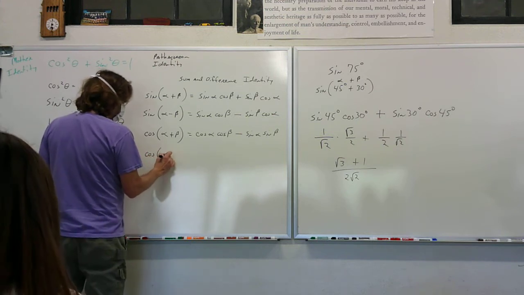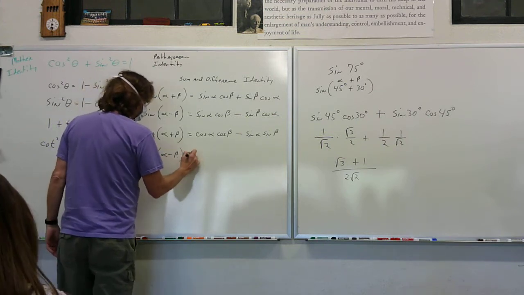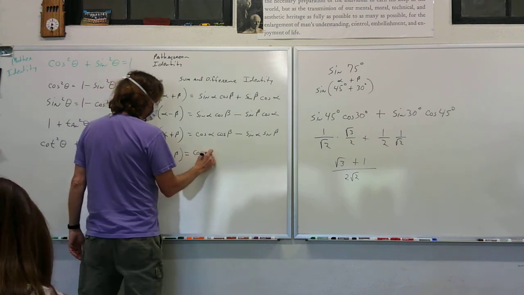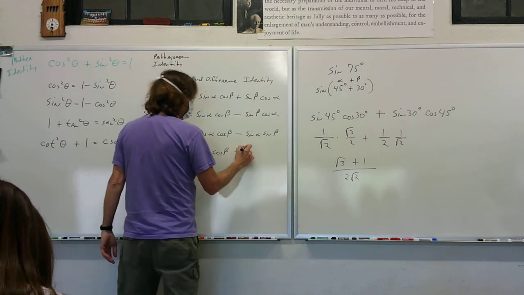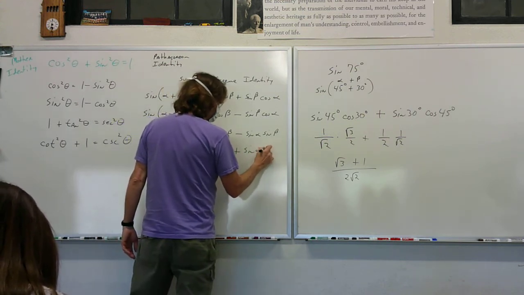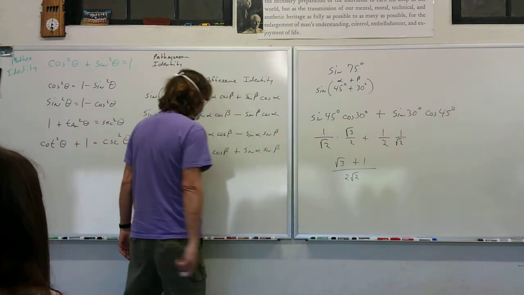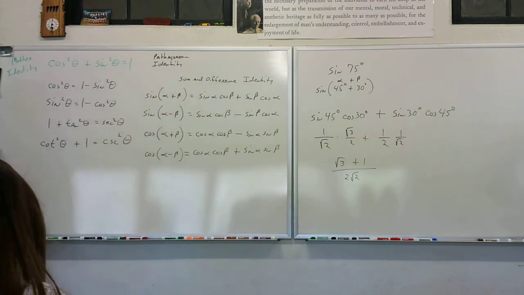Cosine of alpha minus beta is equal to cosine alpha, cosine beta, plus sine alpha, sine beta. And that's the only form Mr. Evans knows.